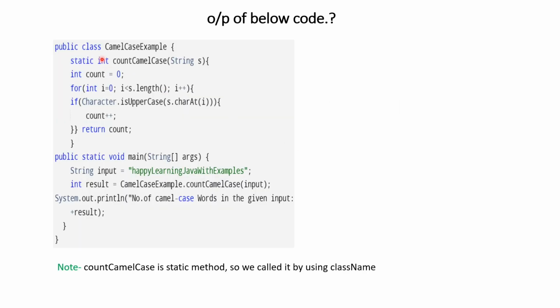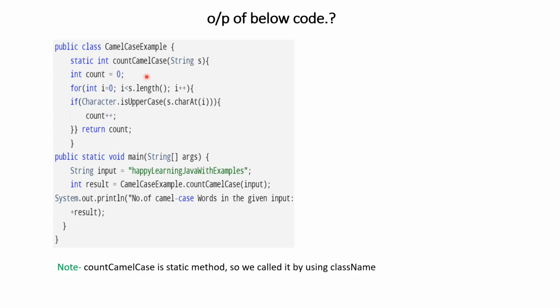Here, see, this is a simple class I have taken, camel class example. In this we have the main method, and this separate method I have taken for processing this input. So the input here is "Happy learning Java with examples." I am taking one variable, result, and I am calling this method, static int countCamelCase, taking this input string.